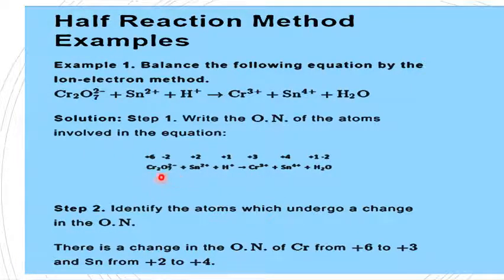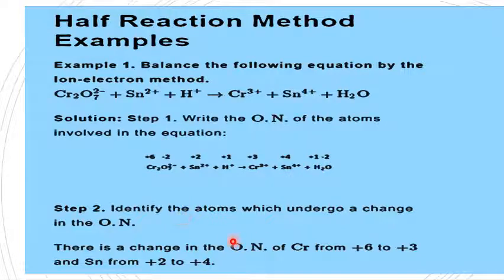See here, you can check it out on your reactant side. What is the oxidation state? Chromium plus 6, and oxygen minus 2, Sn is plus 2, and hydrogen is plus 1. And on your product side, after the change, chromium is plus 3, Sn is plus 4, and H2O has hydrogen plus 1 and oxygen minus 2. So these are the oxidation numbers of the atoms.